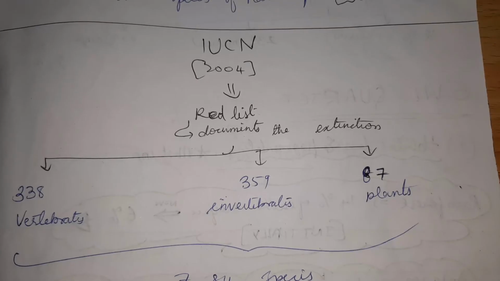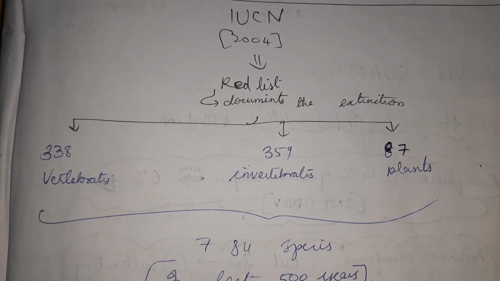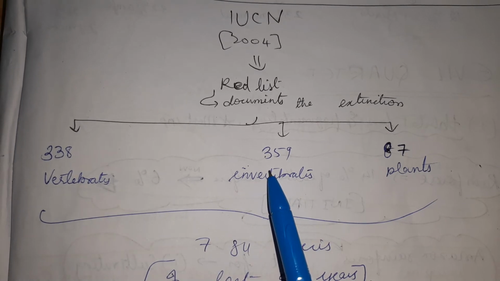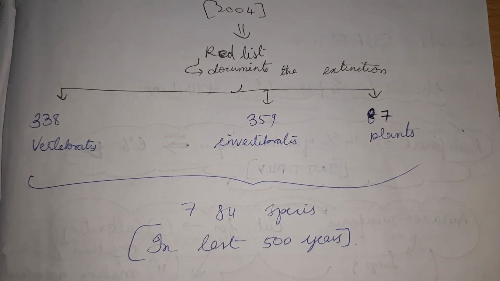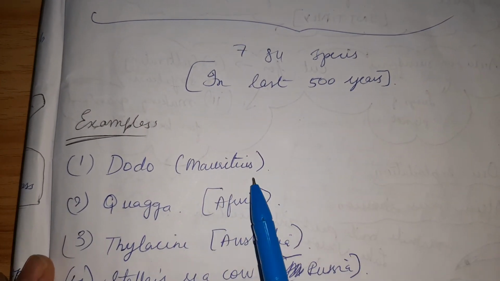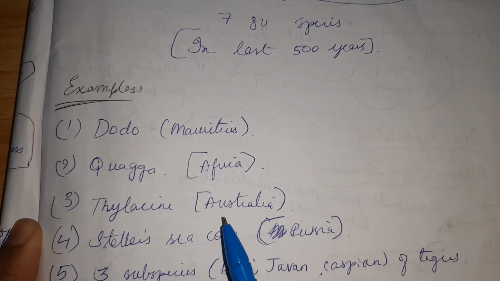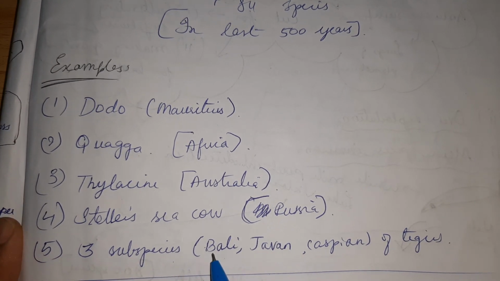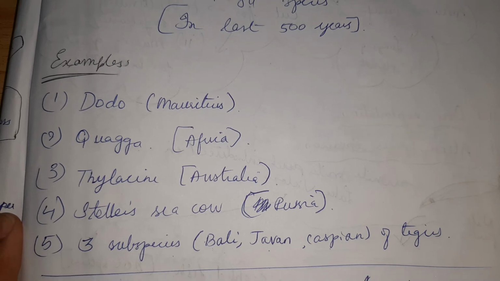Now we have another report, the IUCN 2004 Red List, which documents all the extinct animals, in which we have around 338 vertebrates, 359 invertebrates, and 87 plants. All these 784 species got extinct in the last 500 years. The examples given are the dodo in Mauritius, quagga in Africa, thylacine in Australia, Steller's sea cow in Russia, and three subspecies of tigers, that is Bali, Javan, and Caspian tigers.